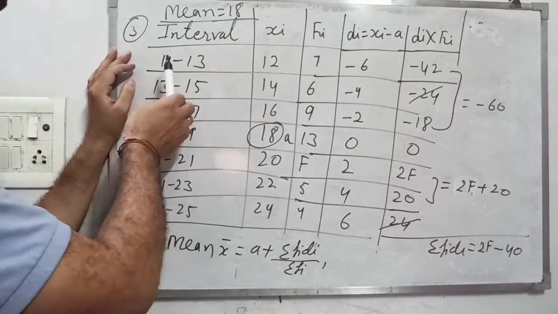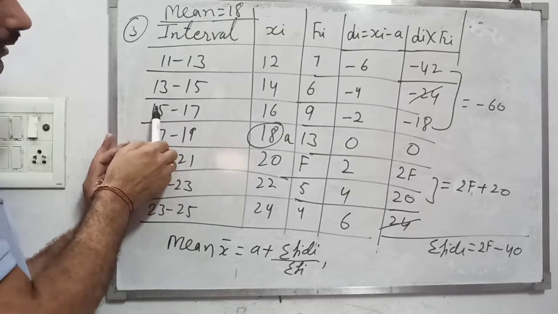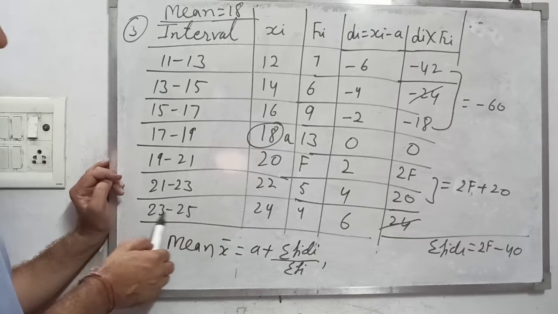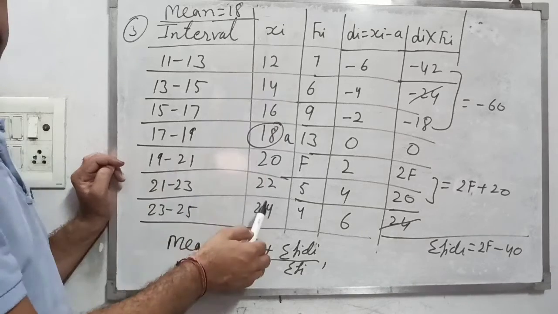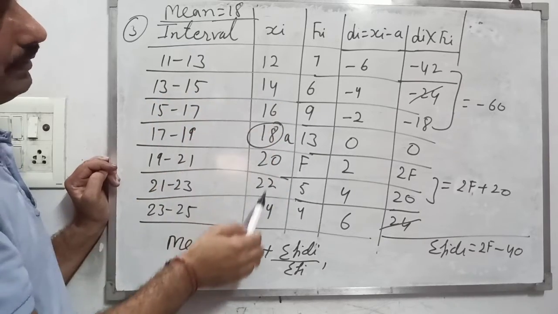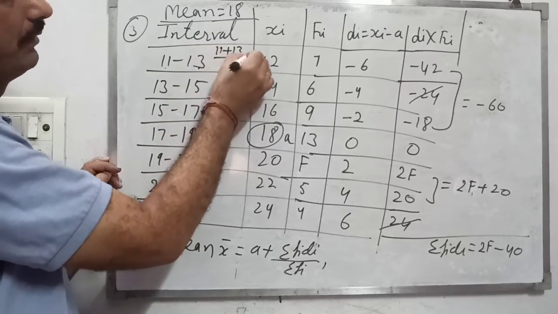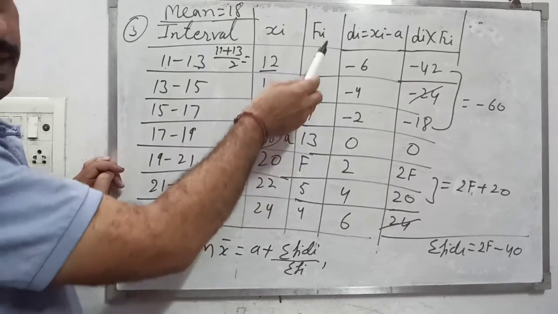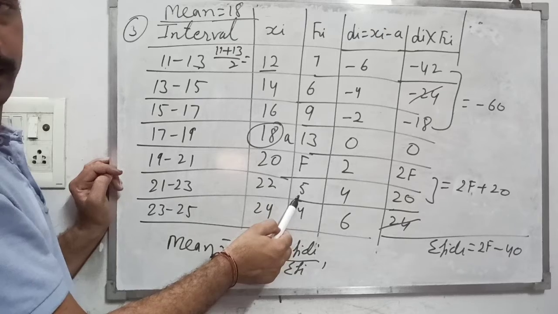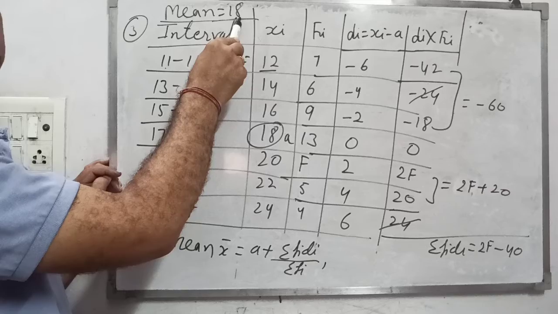Assumed mean method. The intervals given are 11 to 13, 13 to 15, 15 to 17, 17 to 19, 19 to 21, 21 to 23, 23 to 25. Xi we already know how to find: adding both and dividing by 2, right? 11 plus 13 divided by 2, you get 12, right? Fi is given as 7, 6, 9, 13, f which we want to find, then 5, then 4. The mean is already given, that is 18.